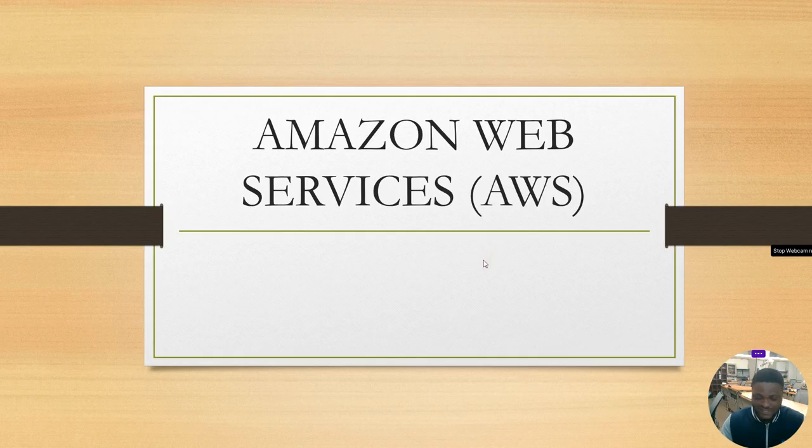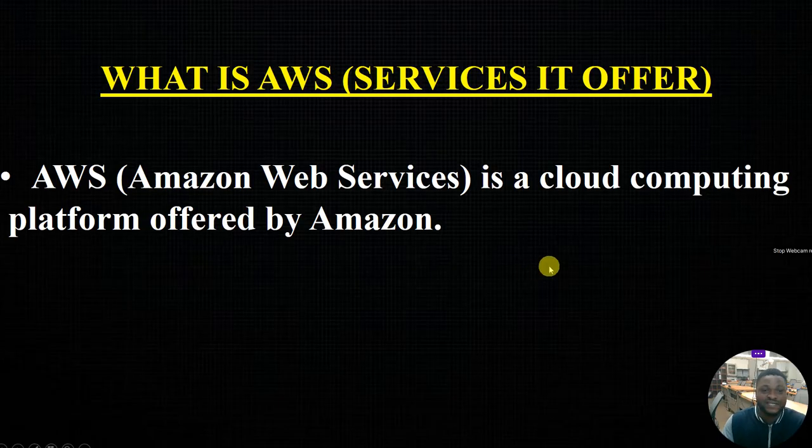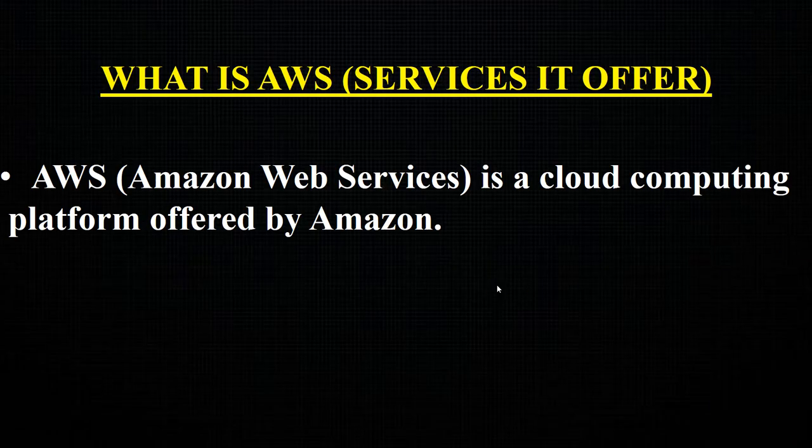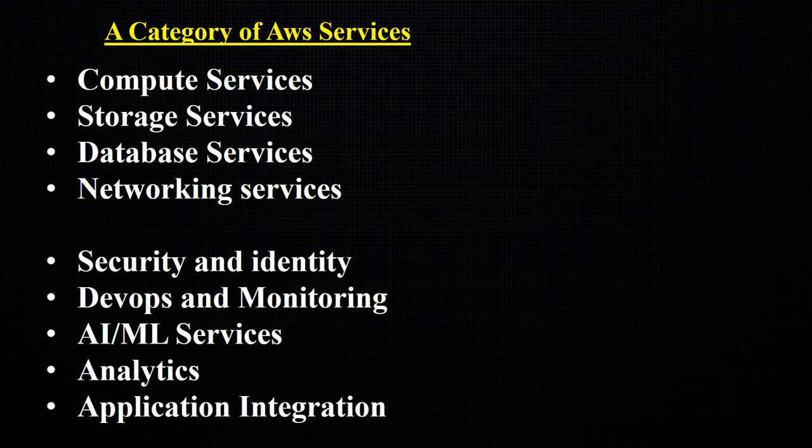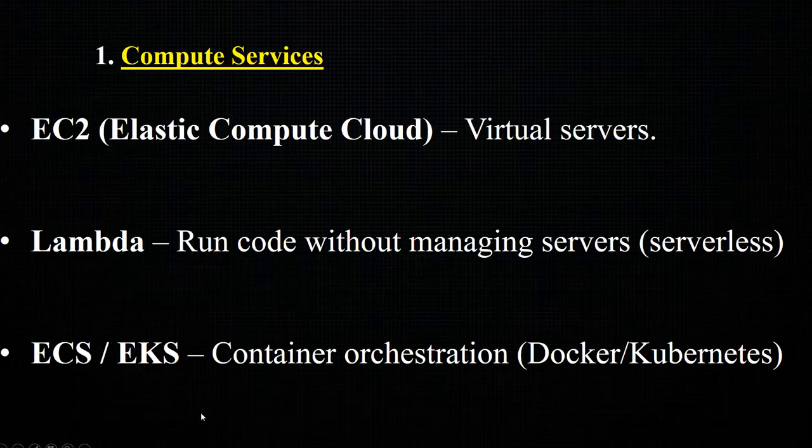So first and foremost, what is AWS and what are the services it offers? AWS stands for Amazon Web Services and is a cloud computing platform offered by Amazon. So this is a category of the AWS services, which include computing services, storage services, database, networking. We have the security and identity, DevOps monitoring, AI, analytics, and application integration.